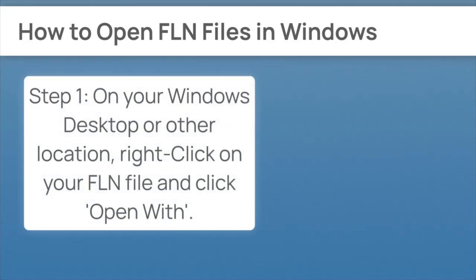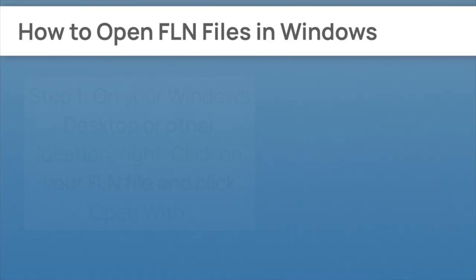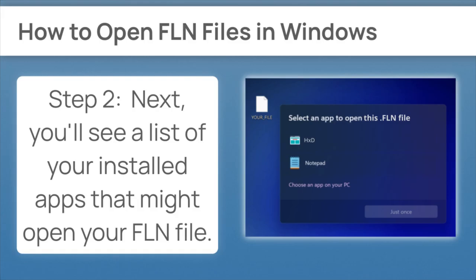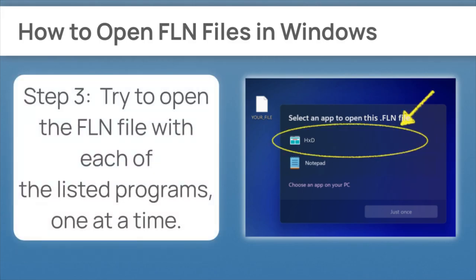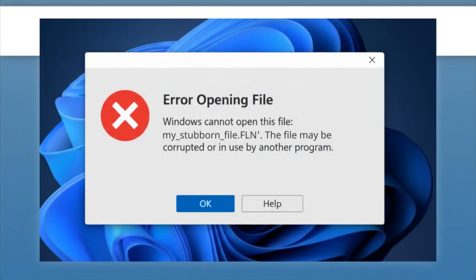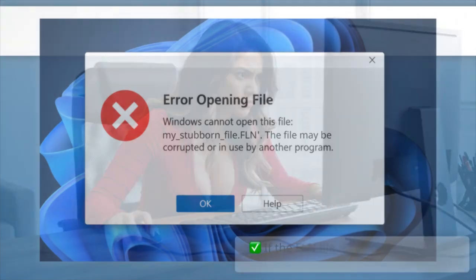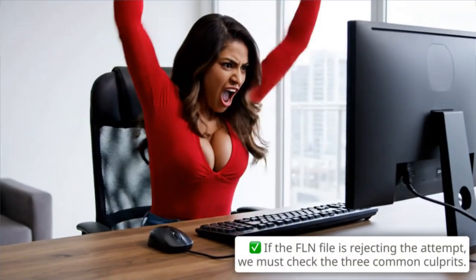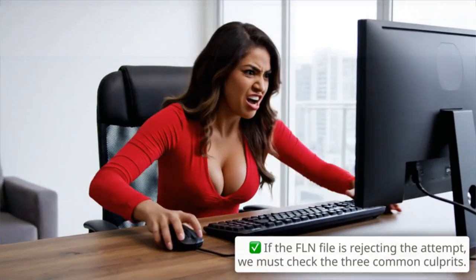The easiest way to rule out a simple failure is testing. Right-click your FLN file and choose Open With. Use HxD first. If it's not there, try another application. A quick test is very revealing. Rather than guessing, let's understand the root cause. Before we deploy the universal fix, here are the most common technical reasons your FLN file is generating this error.